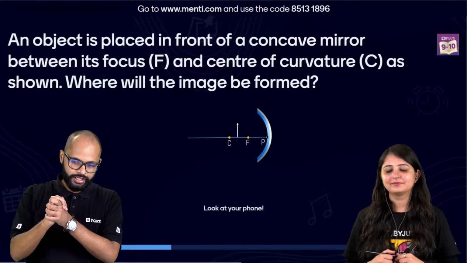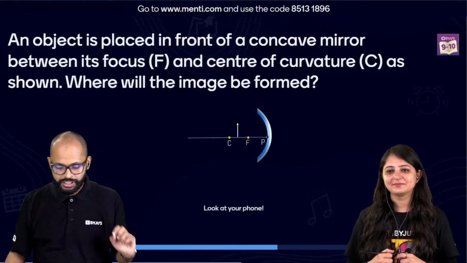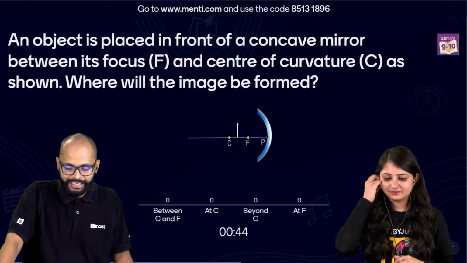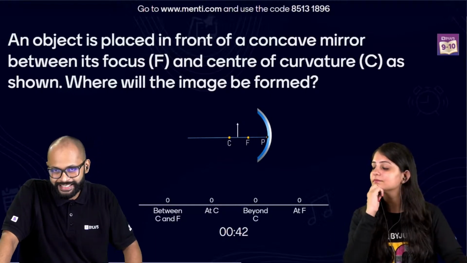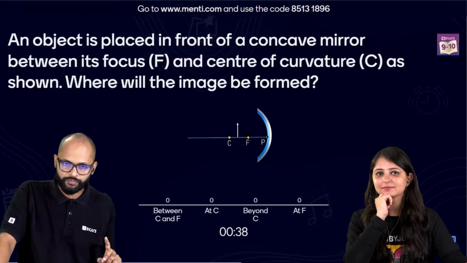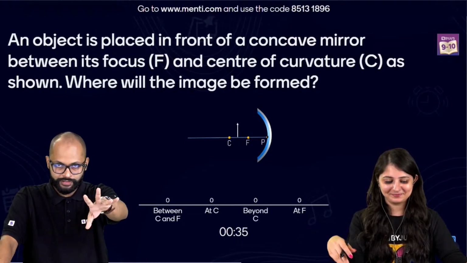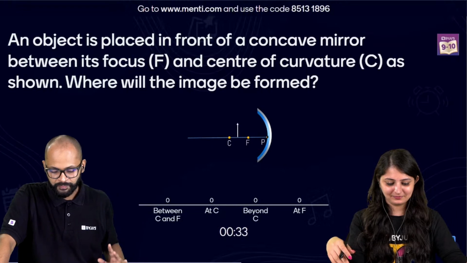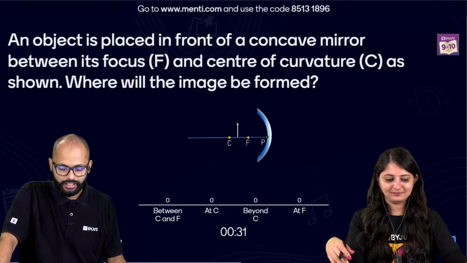Chalo, let's see. Image-based question. An object is placed in front of a concave mirror between its focus and center of curvature as shown. Where will the image be formed? Class 10th mein, I understand all of you will give the correct answer. Rest of you can try your luck. Right, come on, tell me.